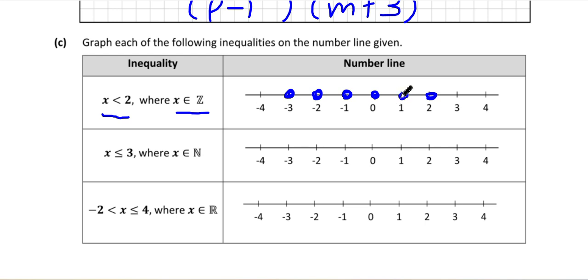Who said the 2? Why is the 2 not included? It's not less than or equal, it's less than. So the 2 has to go. I made one more mistake. Can anybody tell me where it is?